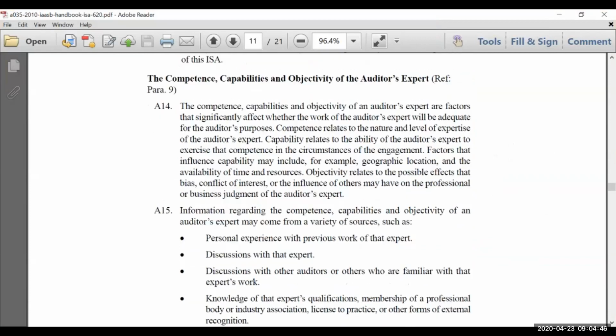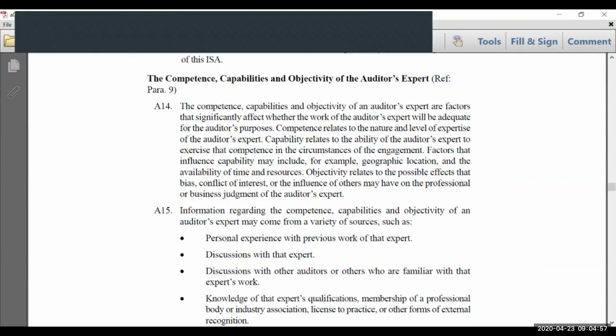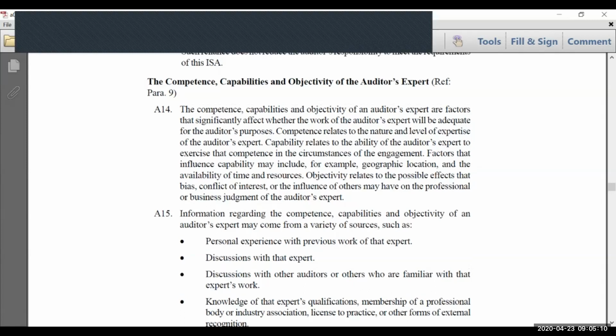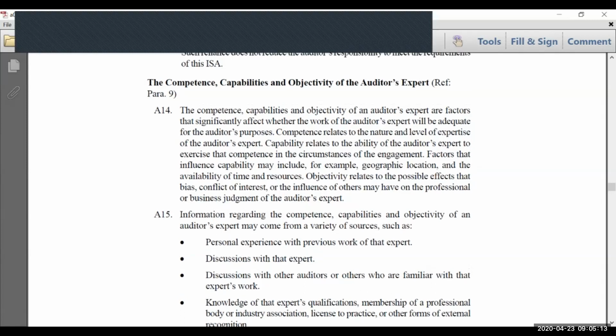Yes, here it is, on the competence, capability, and objectivity of the auditor's expert. So I'm on additional information, point number A14. The problem is that I cannot highlight my ISA. However, you can see where my cursor is.